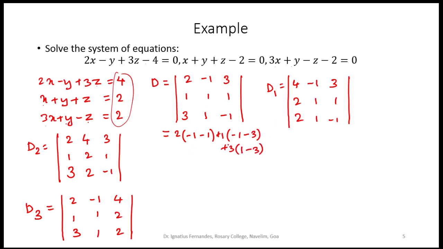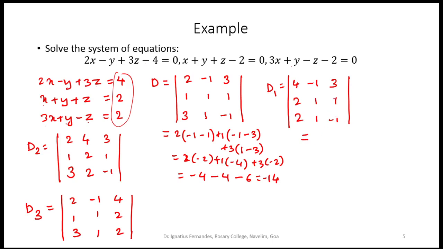Okay. So what I have here is 2 into minus 2 plus 1 into minus 4 plus 3 into minus 2. So I have minus 4, I have minus 4 again here, and minus 6. So this will give me minus 14. The same way I find out D1.